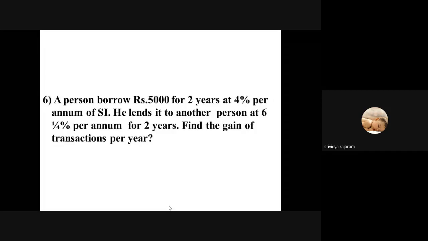So simultaneously, that person is borrowing 5,000 from the bank and lending that entire 5,000 to some other person for 2 years, but at the rate of 6 by 4%. So there is a transaction involved in this, right? We are asked to find how much gain or profit the man would get between these two transactions. So let us see what is the answer.